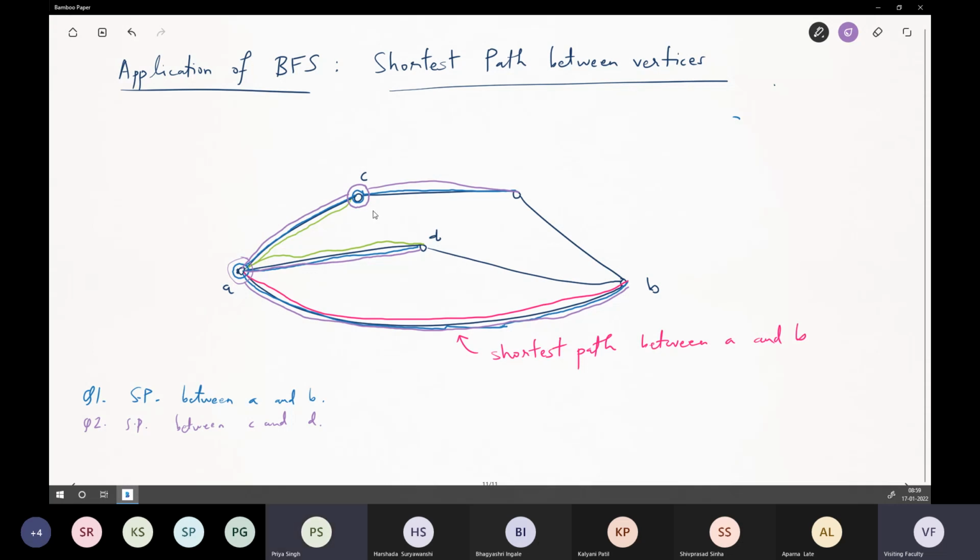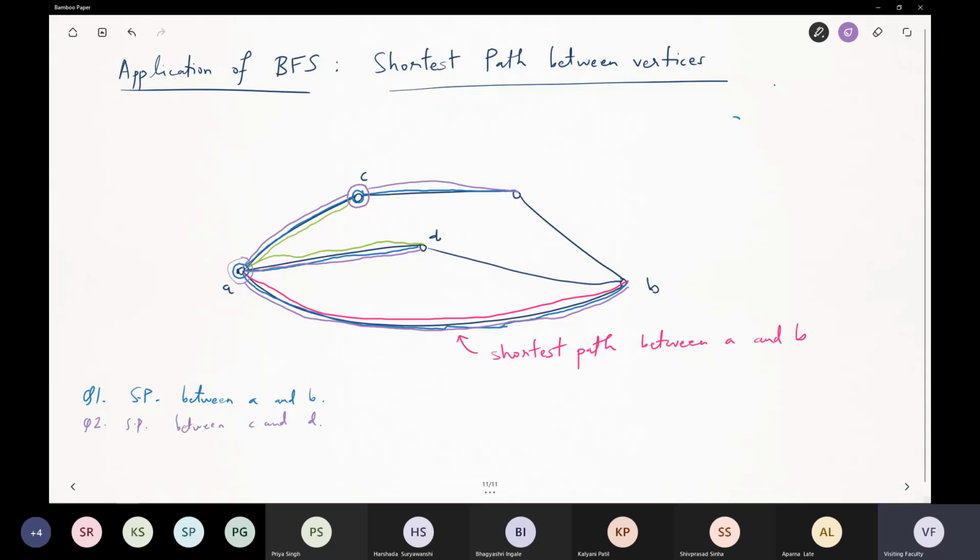You see? So, yes, apply BFS. When you apply BFS, you'll get a spanning tree. In that spanning tree, between any two pairs of vertices, there is a unique path. That will be the shortest path between those two vertices. Is that clear, everyone? That's all. That's the application of BFS to finding shortest paths.